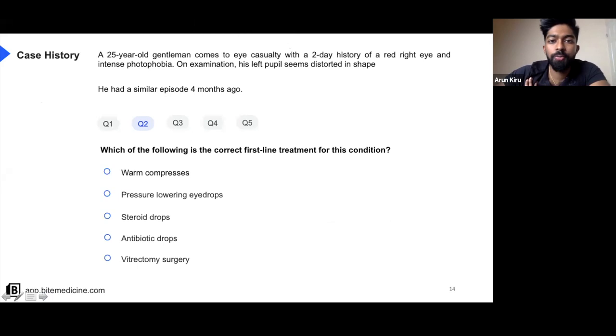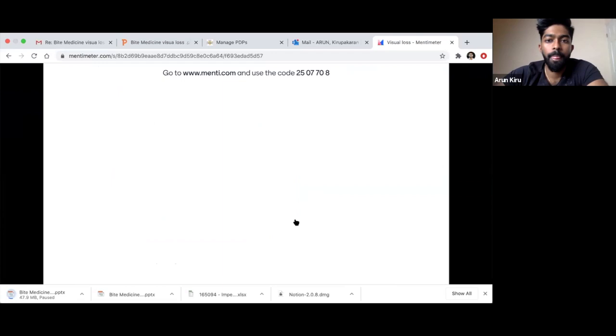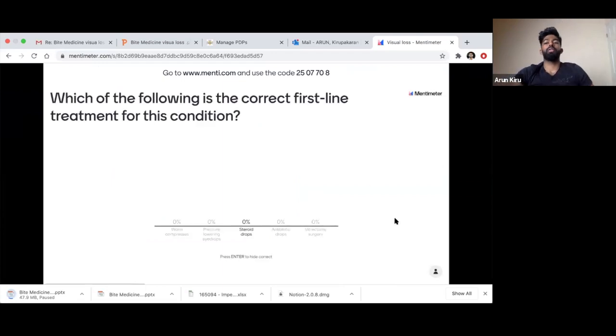So, let's go back to Menti. Let's go to the next question. I've given you the vignette. Have a think, which of the following is the correct first line treatment for this condition? Not completely straightforward because we don't know what the condition is yet. So you've got to think about that first. And if you can't say for sure, try and narrow down the answer to two.